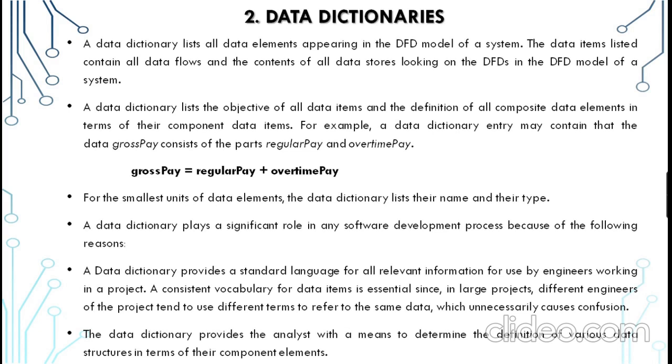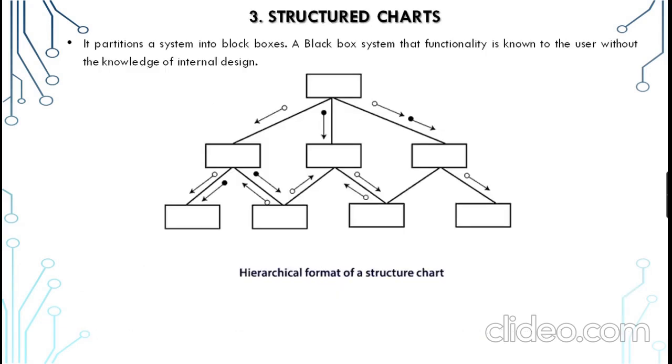The next is the structured chart. The structured chart partitions a system into black boxes. A black box is a system whose functionality is known to the user without the knowledge of the internal design. For example, these rectangles represent the modules, and the arrow shows the data flow as well as the control flow or the control flag. So this is the hierarchical format of a structure chart of the system.